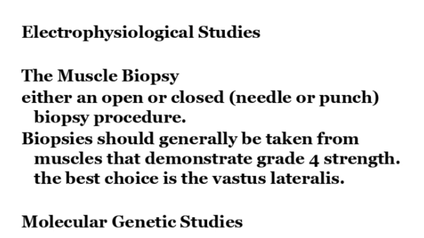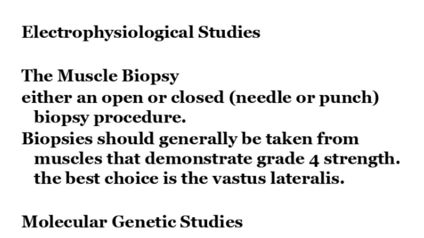However, many forms of hereditary muscle disorders can now be diagnosed with molecular genetic testing, thereby eliminating the need for muscle biopsy in every patient. Muscle specimen can be obtained through either an open or closed needle or punch biopsy procedure. Biopsy should generally be taken from muscles that demonstrate good strength, and the best muscle to choose is the vastus lateralis in the lower limb, or the deltoid or biceps muscle in the upper limbs.